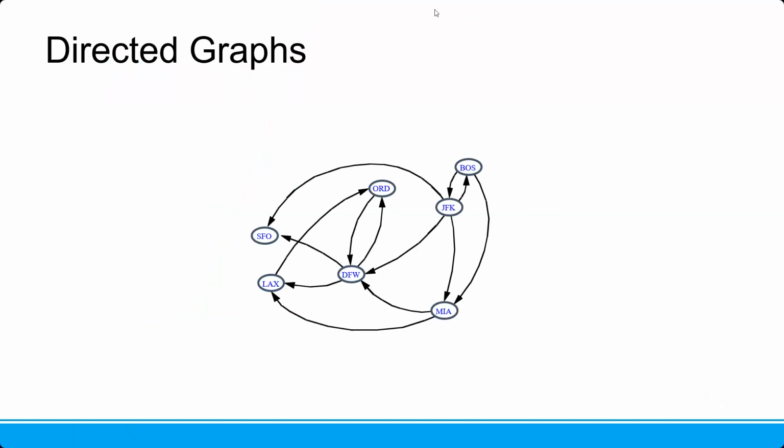Directed graph. We know that the word directed means there is a direction, a direction from one node to another. This is an example of the airport. We have a node which is the airport LAX, Los Angeles, and there is a flight from LAX to Oregon.